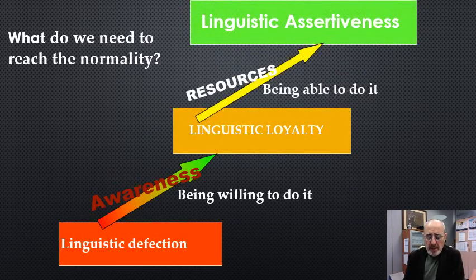So traditionally, it has been considered that from a position of linguistic defection, so renouncing to use your own language, what you need to move into a position of linguistic loyalty, which would be being willing to use your language, is some kind of awareness. You need to become conscious that your language is in a difficult situation, and also that there is something you can do to change that, and this something is basically speaking your own language.